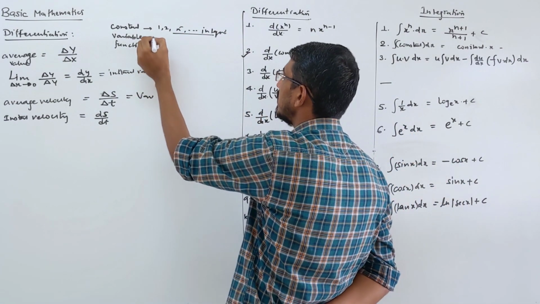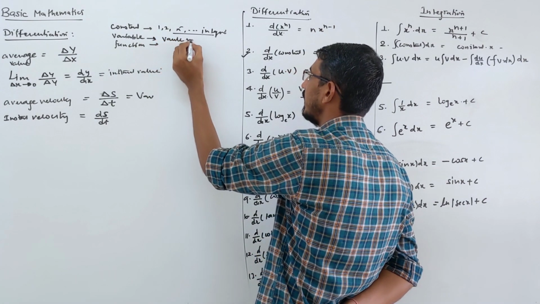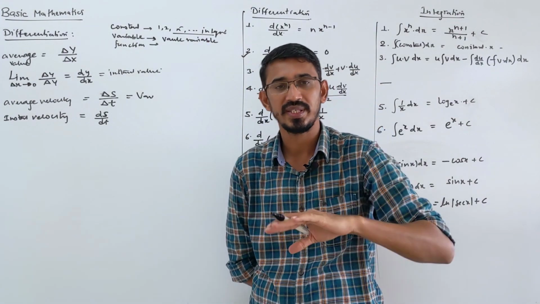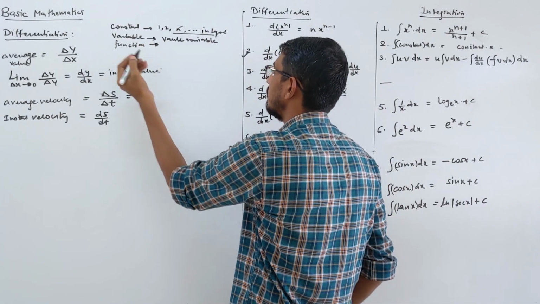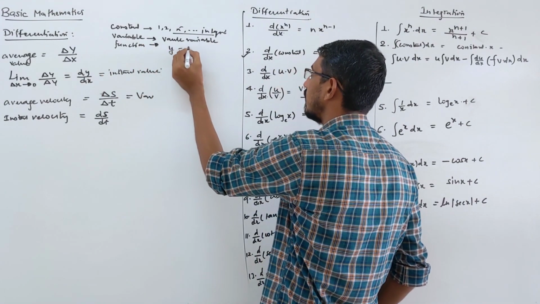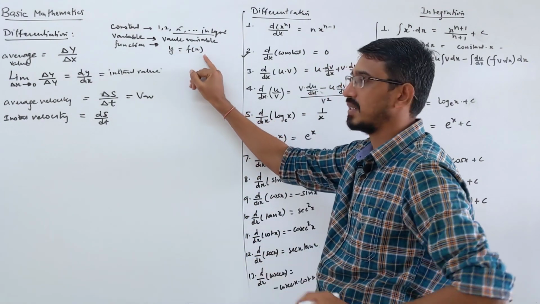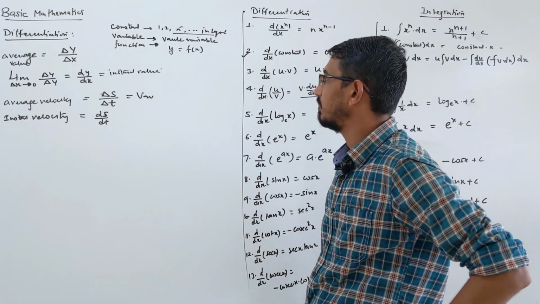A variable is something whose value varies with time. If you are working with respect to time or with respect to distance, it does not matter what the reference is, but the value will vary. A function tells you the relation. Suppose I write y is equal to f of x, then y is a function of x, meaning the y value depends directly on x.